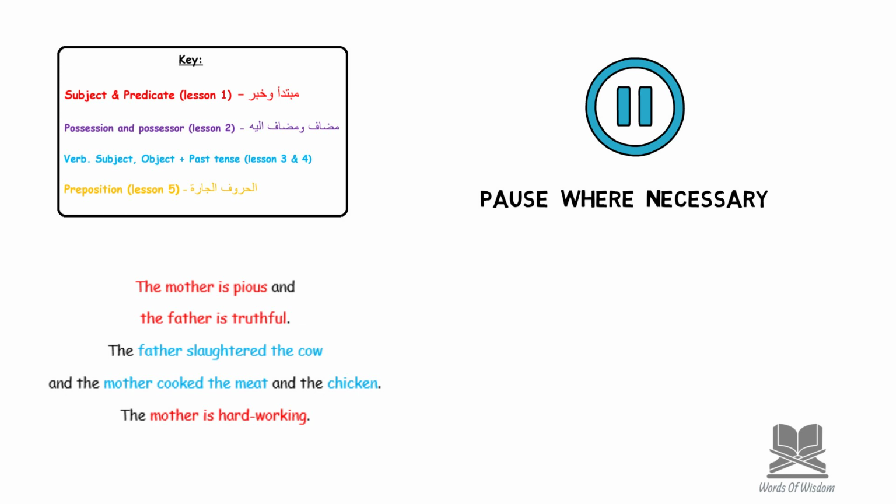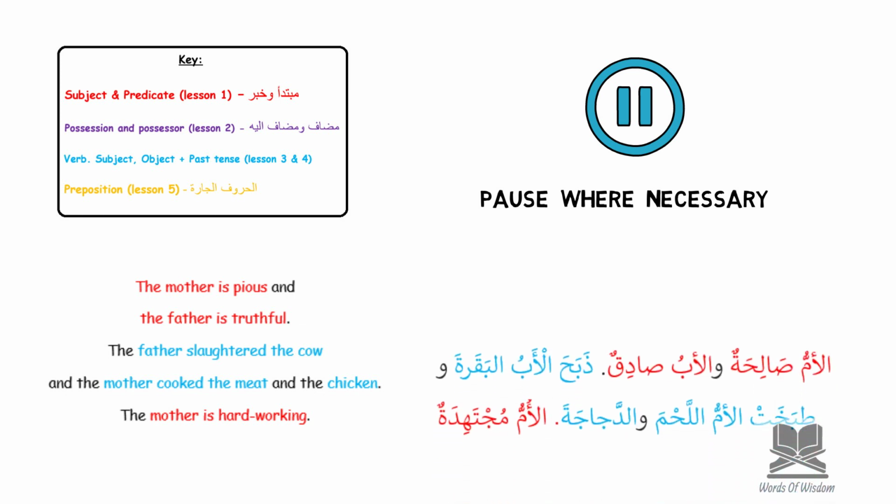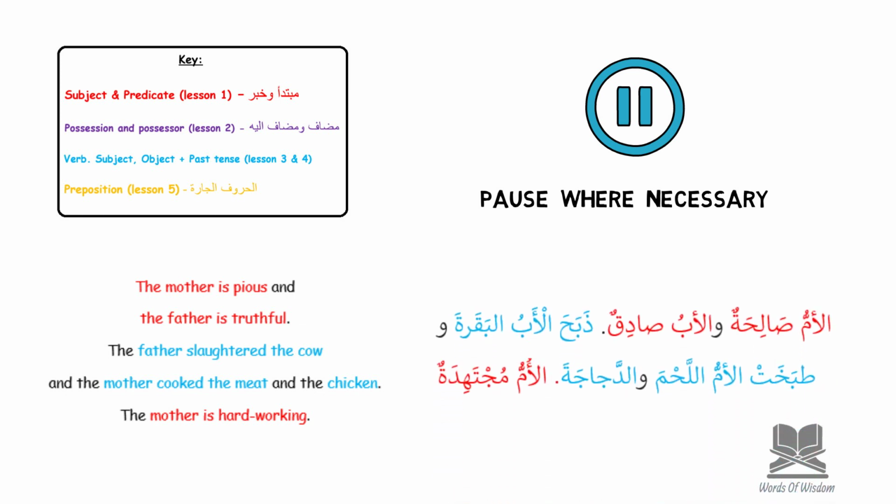Here, the mother is pious. Al-ummu, pious, it's information about the mother, which is mubtada and khabar. So if the mother is feminine, salihun becomes salihatun. So the mother is pious.